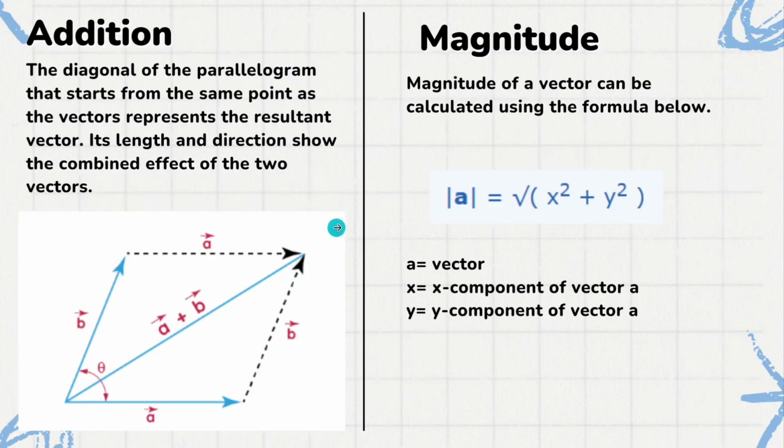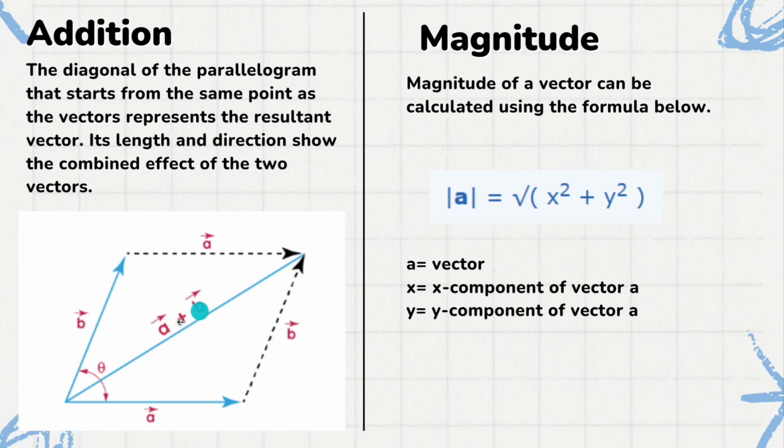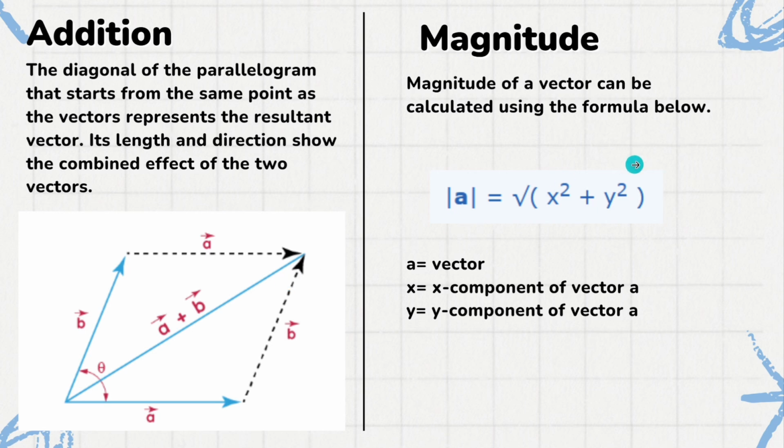Besides that, you can do addition using vectors. The diagonal of the parallelogram that starts from the same point as the vectors represents the resultant vector. So in this case, a plus b has the same result as b plus a, as it's using the parallelogram to represent the addition of vector a plus b. The magnitude of a vector can be calculated using the formula below, which is the square root of the x component of vector a squared plus the y component of vector a squared.